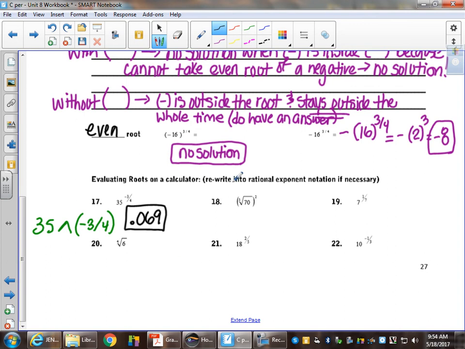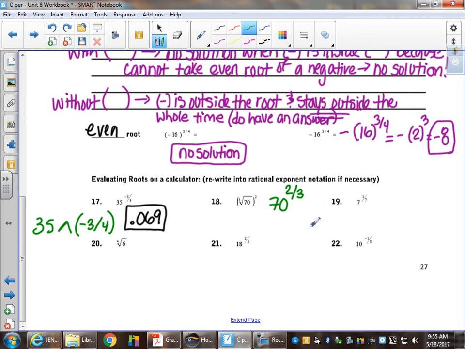18, notice the directions have said rewrite into rational exponent notation if needed. Here we need it. So what's the base for 18? The base, 70. And then we need to build our own rational exponent. What's the power going to be? 2/3. Very good. 70 to the 2/3.